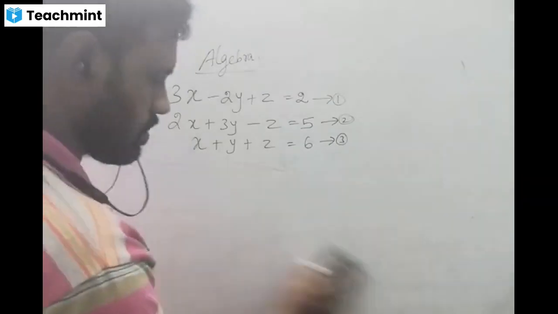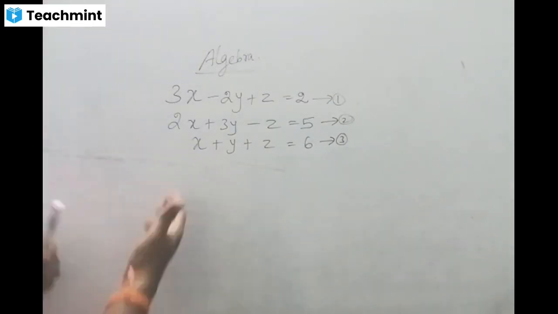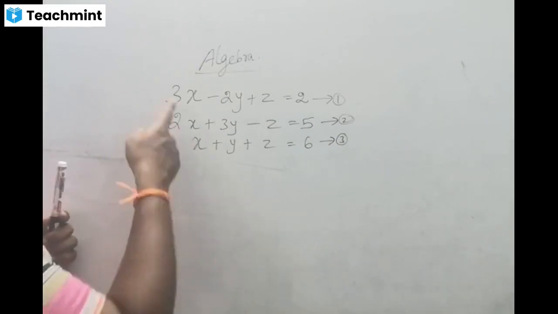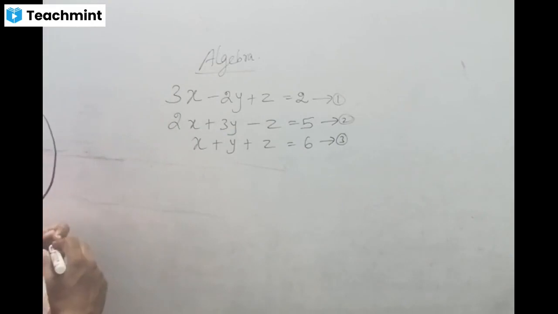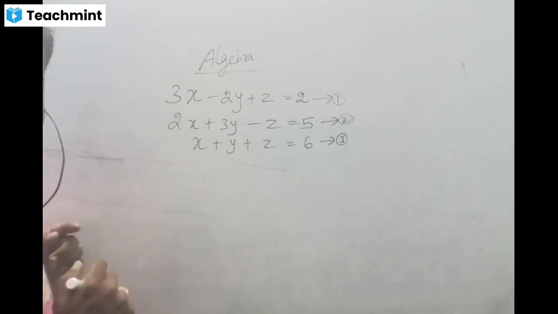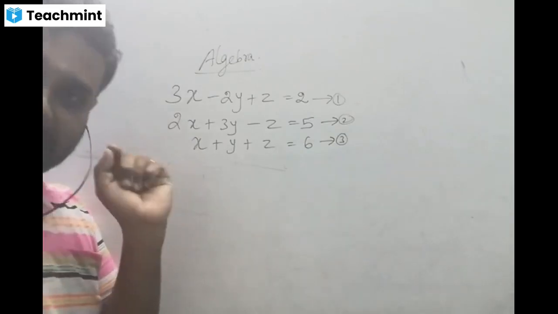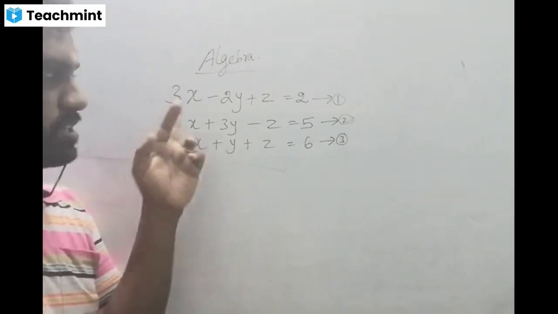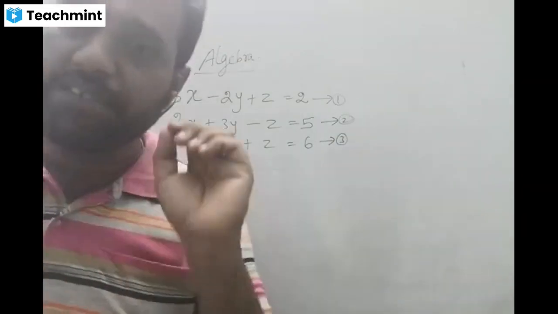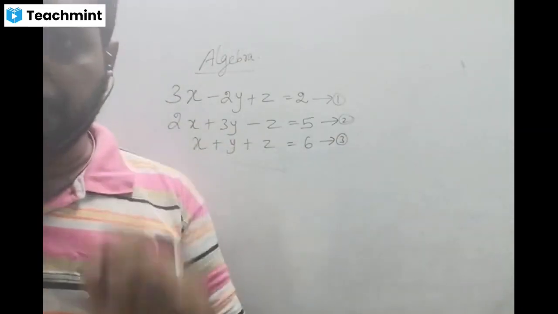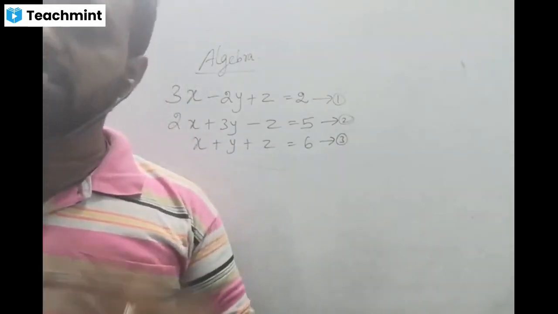Okay, ma'am. Super. Now, as per the procedure, I am going to take two equations, equations 1 and 2. In both equations, I want to eliminate the variable z. Before eliminating the variable, listen carefully. Two things are important. What are the two things?